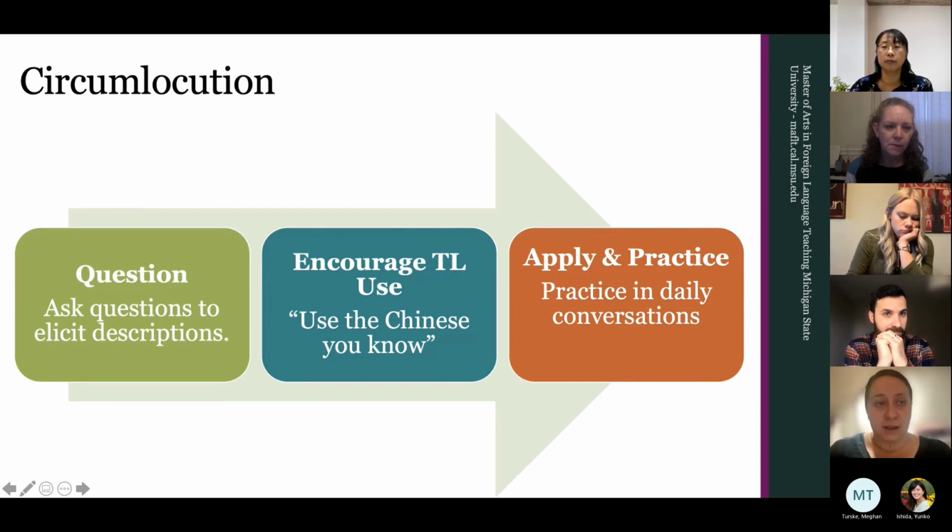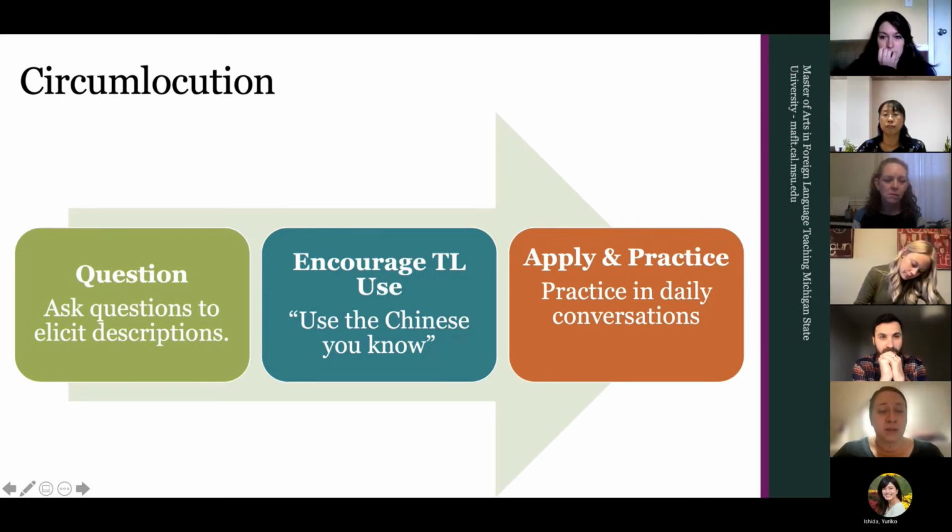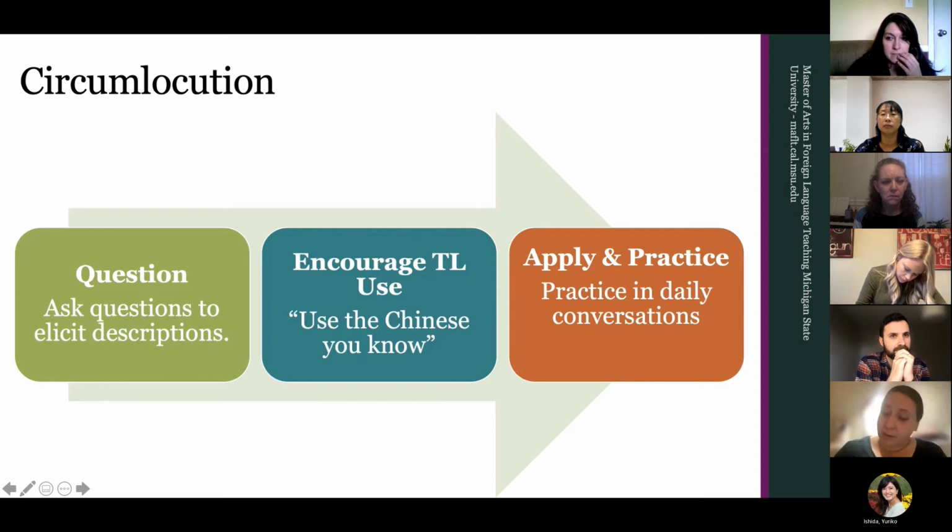When my principal walks into my classroom, he expects to hear no English. So the way I teach my students to circumlocute is first by asking questions based on those categories on the word wall. So if they're trying to say something they can't say, or if they do say it in English, then I ask them questions. Is it a person? Is it an animal? Is it a thing? And then we'll ask them some of the adjectives. Is it big? Is it small? What color is it? And so this is to elicit their own descriptions of the words.